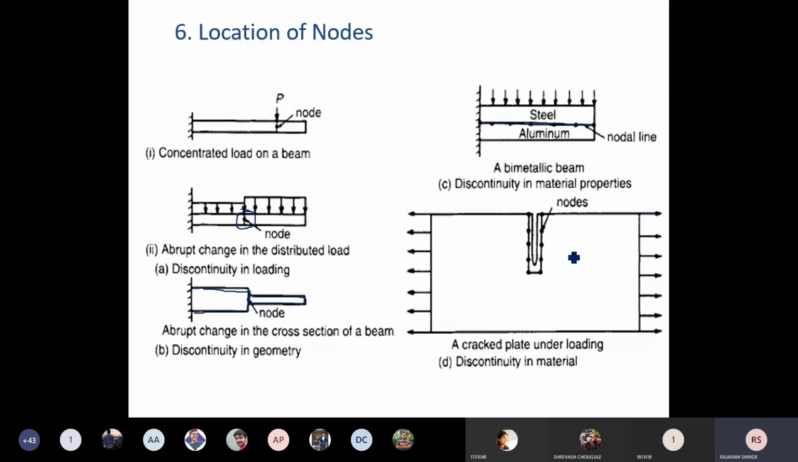This is a crack in the plate. You see here, when there is a crack, there is a gap. That means your material properties are changed here, and our geometry is also changed. So you have to put nodes at these locations.